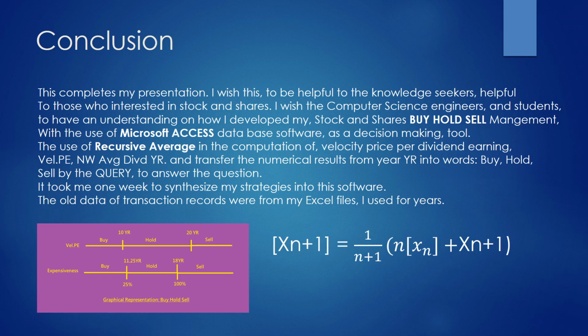The use of recursive average in the computation of velocity price per dividend earning, velocity PE, new average dividend yield, and transfer the numerical results from year into words by wholesale by the query to answer the questions. It took me 1 week to synthesize my strategies into this software. The old data of transaction records were from my Excel files. I used it for years.